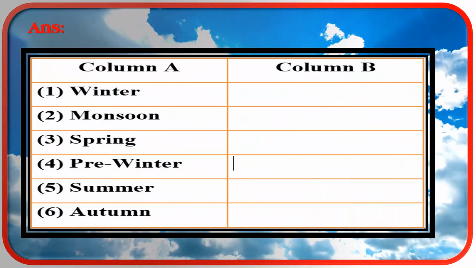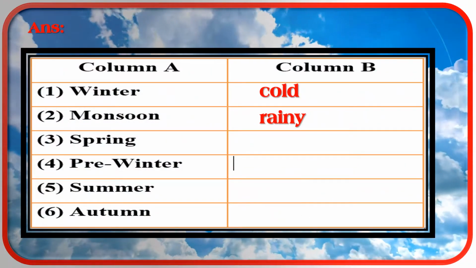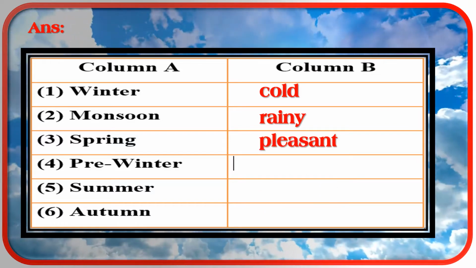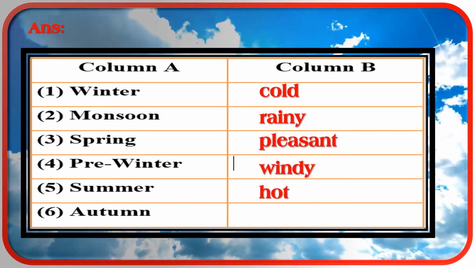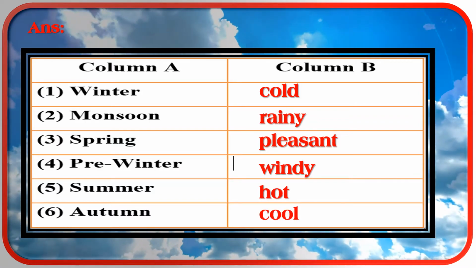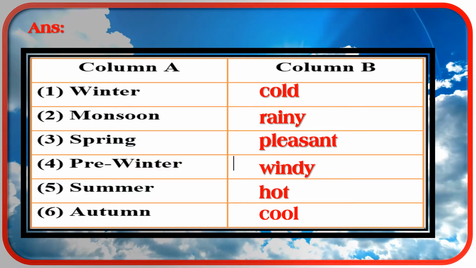Answer. Winter, cold. Monsoon, rainy. Spring, pleasant. Pre-winter, windy. Summer, hot. And autumn, cold.